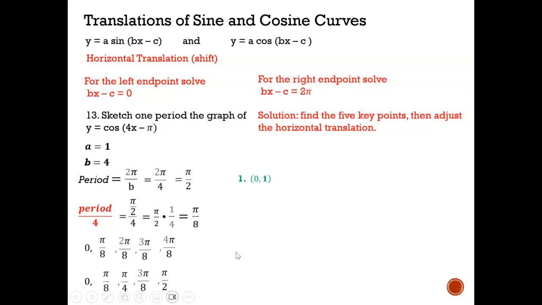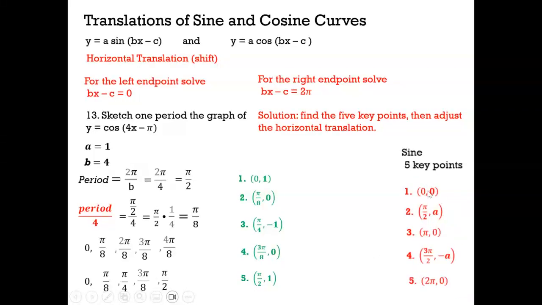Okay, now. So the key points will be 0, 1, because it's going to be the amplitude. And then pi over 8, 0. And then because the cosine starts at the amplitude, then it's going to give us pi over 4, negative 1, then 3 pi over 8, 0. And then pi over 2, 1. You see, here's a pattern for the cosine. But this is for the regular cosine, like the parent graph, where you start at 0, 0.